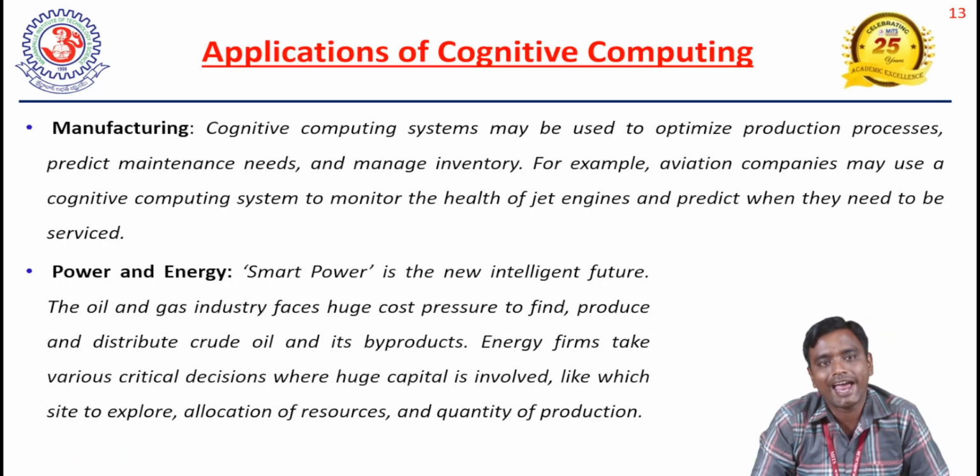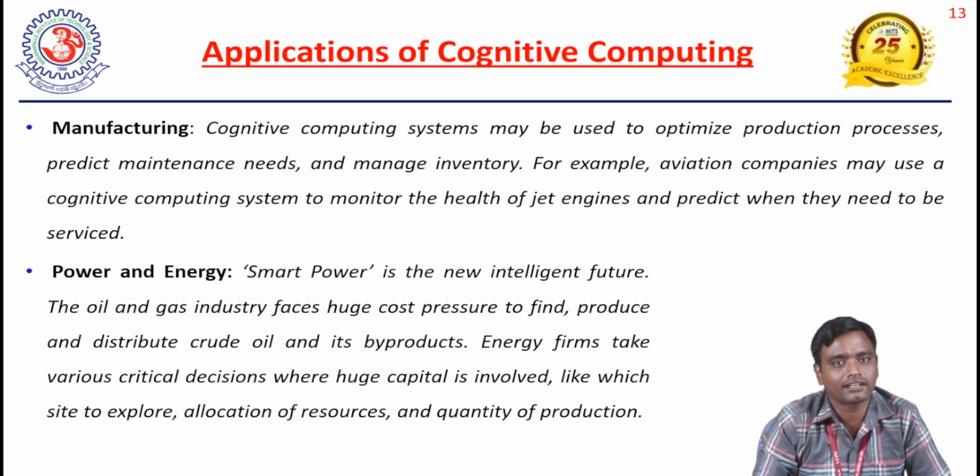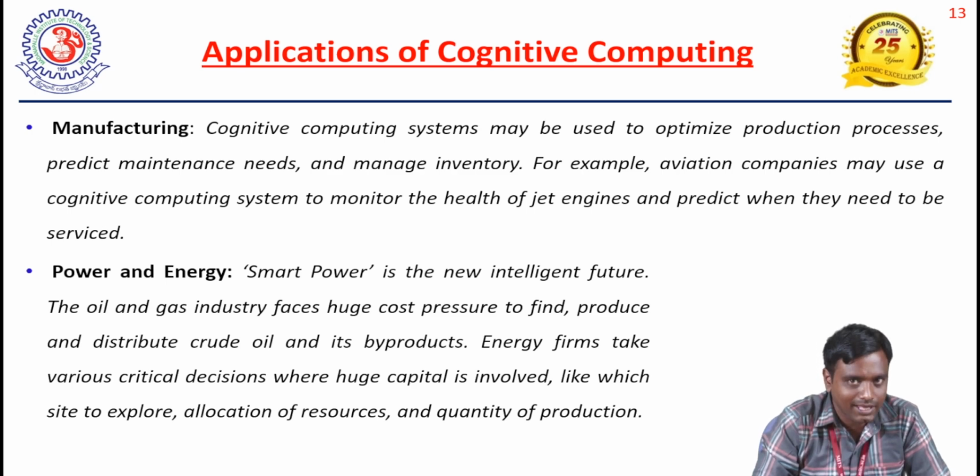And next is manufacturing technology. Under manufacturing technology, cognitive systems can be used to optimize the production process, predict maintenance needs, and manage inventory. For example, an aviation company may use a cognitive computing system to monitor the health of jet engines, and it can predict when they need to be serviced.